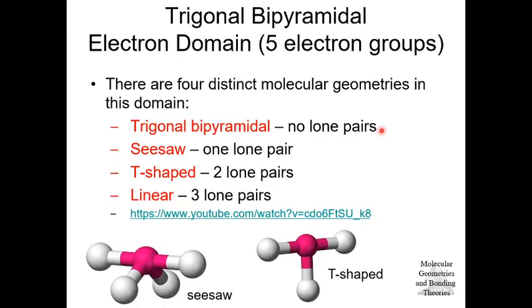So, if you have no lone pairs, your molecular geometry and electron group geometry are the same, trigonal bipyramidal. If you have 1 lone pair and all the other ones are bonds, you have a seesaw shape, which is right here. If you imagine tipping this back and forth, it would act like a seesaw. If you have 2 lone pairs and 3 bonds, this is called T-shaped because it looks like a T.